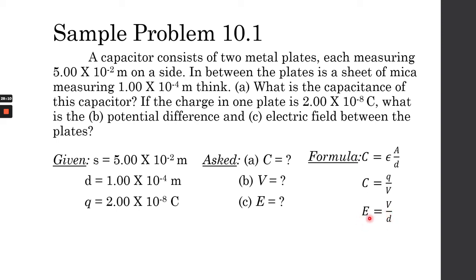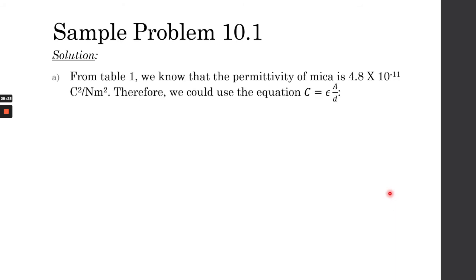We can infer the electric field using the potential difference, which is: the electric field is equal to the potential difference divided by the distance between the points of the potential difference. So how are we going to solve this? For A, from table 1, we know that the permittivity of mica is 4.8 times 10 raised to negative 11 coulombs squared per newton meter squared. Therefore, we could use this equation.